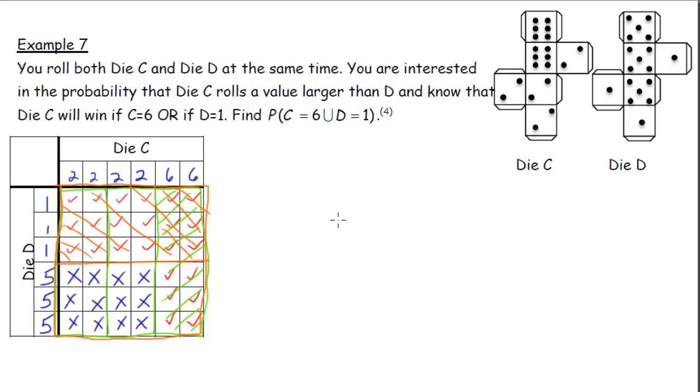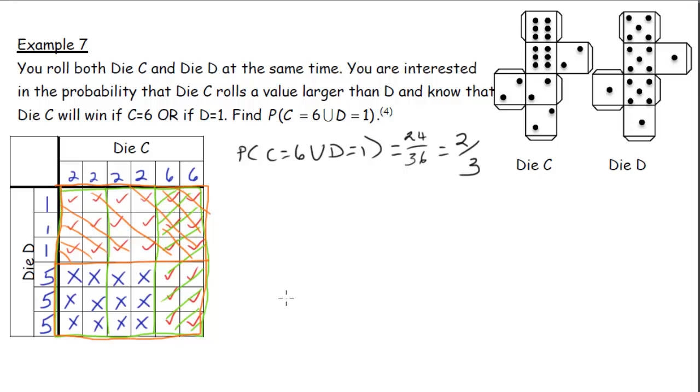The easiest way to do this, I could just count when C is a 6 or D is a 1. Well, I could count all the check marks I had here and make sure not to double count these guys, and I get that that would be 24 out of 36, which is 2/3.